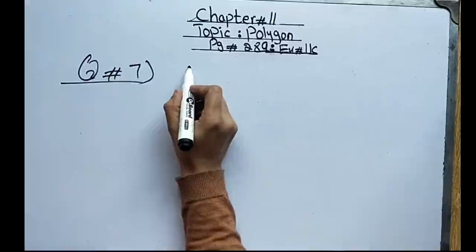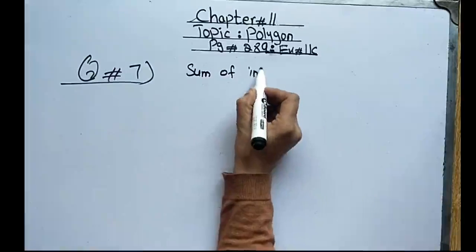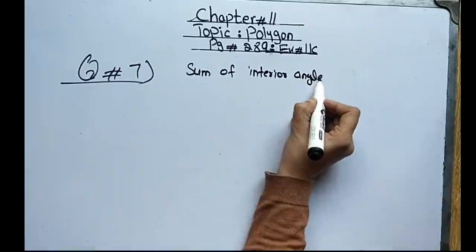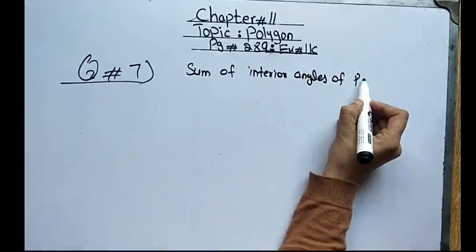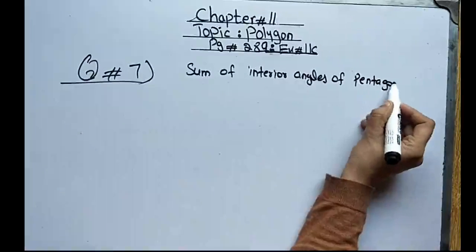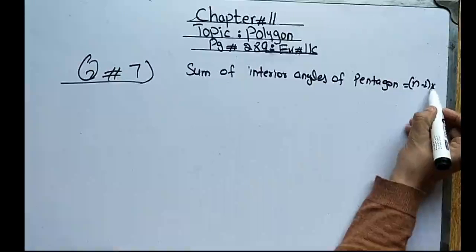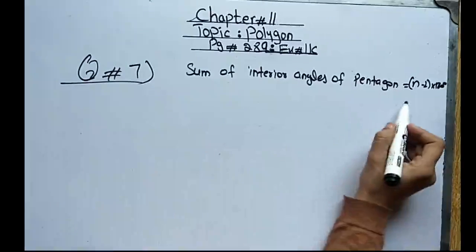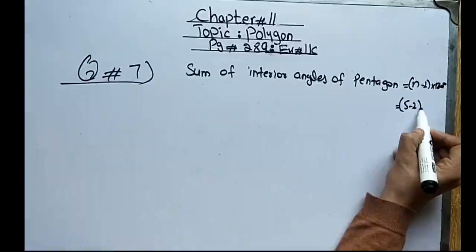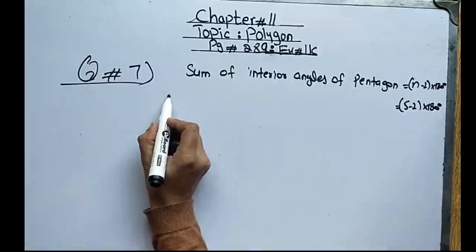Here you can write, first, the sum of interior angles of a pentagon shape is equal to (n minus 2) multiply 180 degrees. So penta means how many sides? 5. So 5 minus 2 multiply 180 degrees, and write down all the given angles.